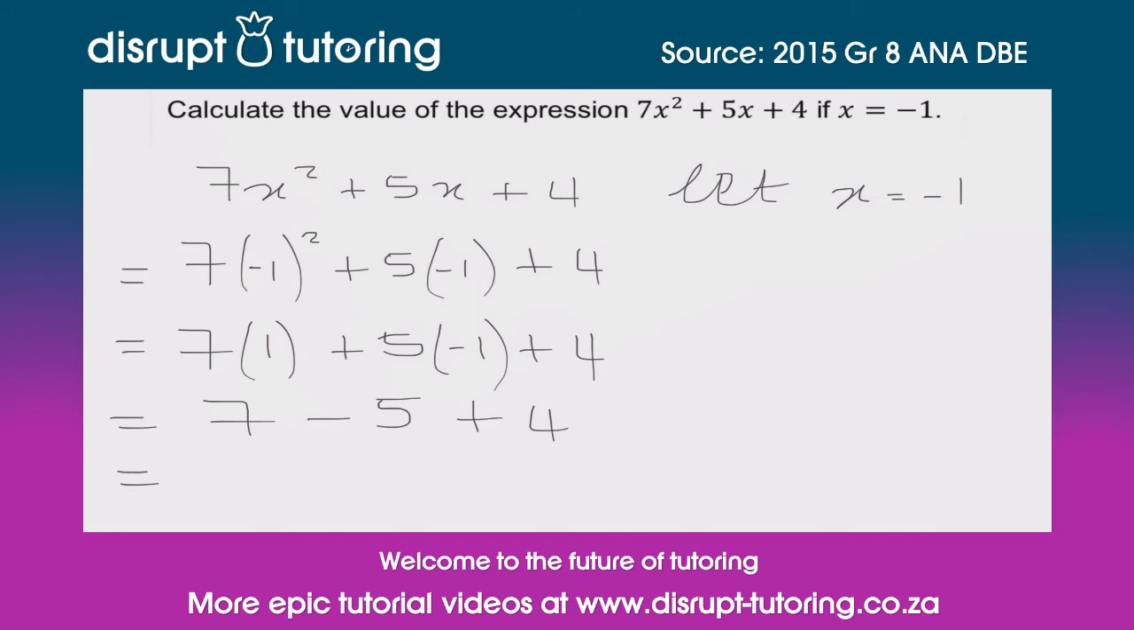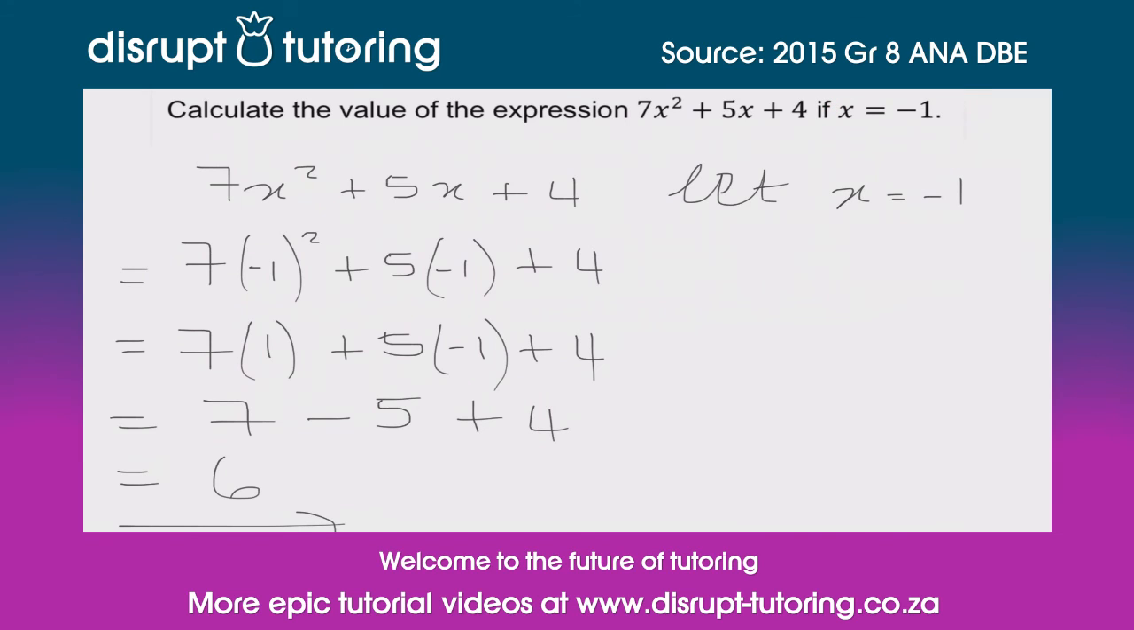Now we've got 7 minus 5 plus 4. So now we can just work from left to right doing our addition and subtraction. So 7 minus 5 is 2, plus 4 gives you 6, and that would be the answer to that algebraic expression if we've got an x that equals negative 1.